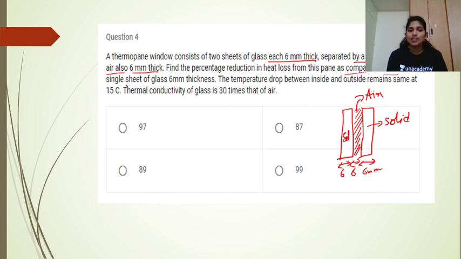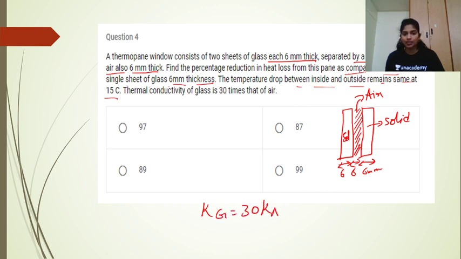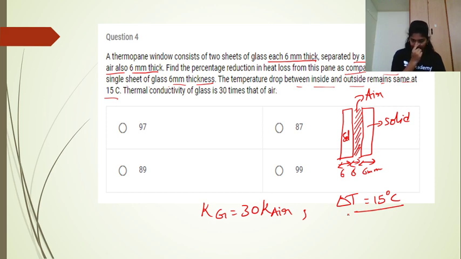as compared to that of a single sheet of glass of 6 mm thickness, where the temperature drop between inside and outside remains constant, and it is 15 degrees centigrade. The thermal conductivity of the glass is 30 times that of air. So we have a relation between the thermal conductivity of glass and air: thermal conductivity of glass is equal to 30 times the thermal conductivity of air, right? And the temperature inside and outside remains constant, so the overall temperature difference is 15 degrees centigrade, right?